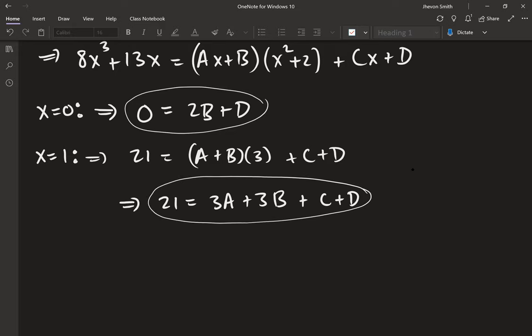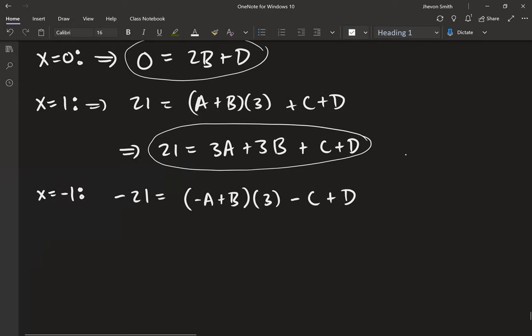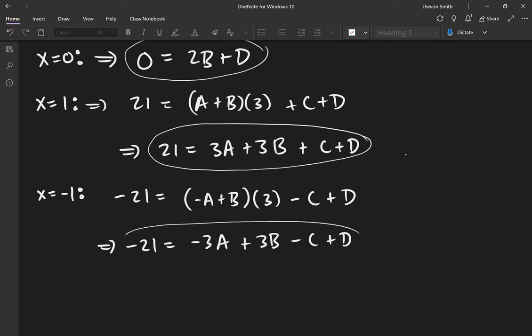If I plug in something else like minus 1, this here is minus 21. Over here, it's going to be minus a plus b times 3 minus c plus d. So this means that minus 21 is equal to minus 3a plus 3b minus c plus d. And we have that.